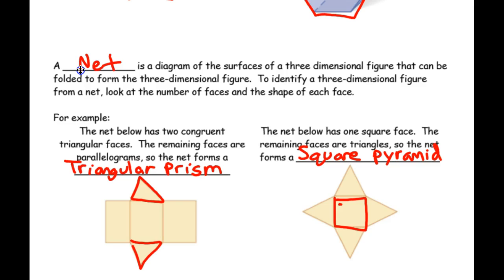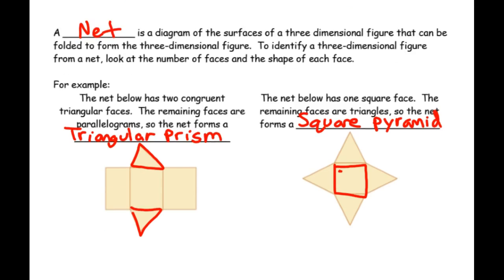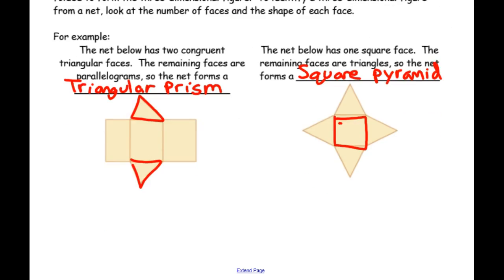It's always the base that tells you the first name. But remember, cone and cylinder, no first name, because it's always the same. So you're going to use this information to do the assignment. There's 11 nets around the room, and you're going to take this info, answer the questions front and back.